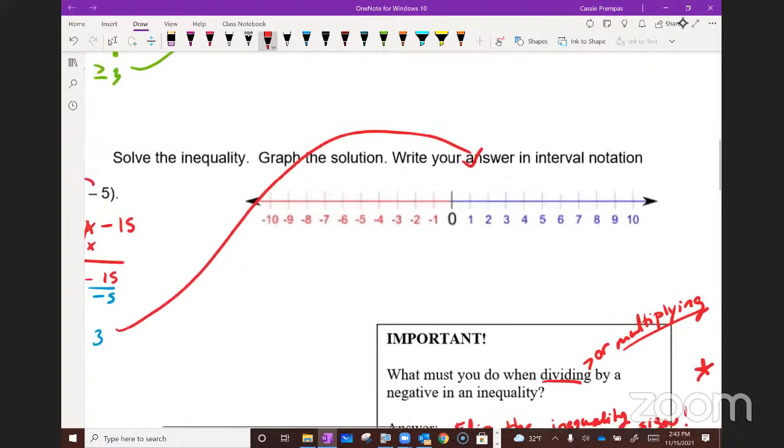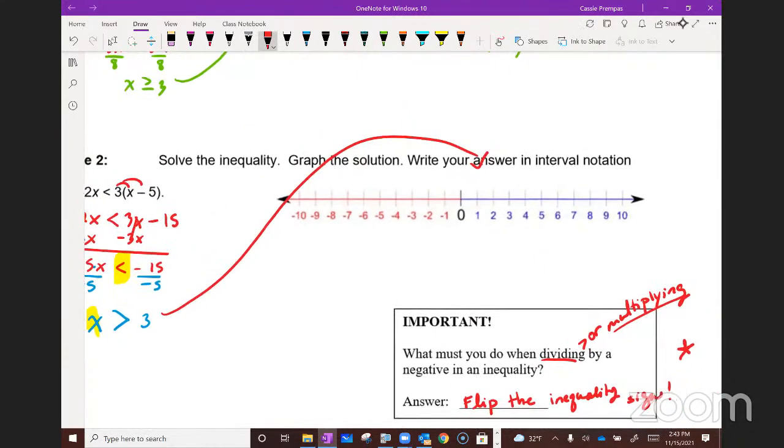Okay, should we have an open circle or a closed circle at 3? Open. Should I shade to the right or to the left? Let's look at our symbol. x is greater than 3. Which way is the arrow pointing? To the right. Can someone raise their hand and tell me what would the answers to this look like in interval notation? With those parentheses, with the brackets, with the... Katie?